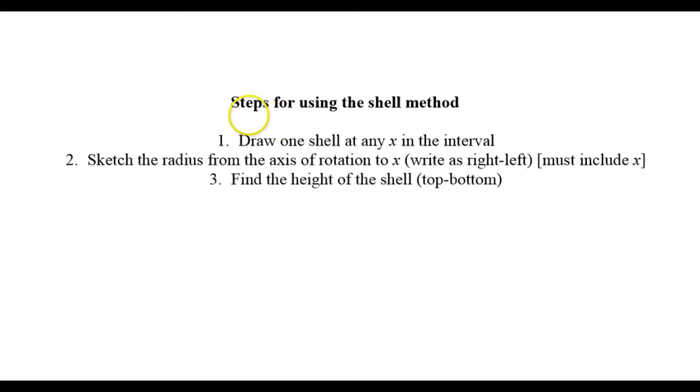Before we start examples, let's go over the steps for using the shell method. So we want to draw one shell at any x in the interval, and then we want to sketch the radius from the axis of rotation to that x value that we've chosen that's in the interval of the region. And we're going to write the radius as right minus left. And this portion must include the variable x. So we want the radius in terms of x. And then we're going to find the height of the shell by doing top minus bottom. So the top function minus the bottom function.